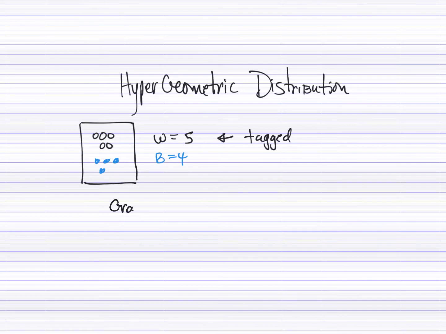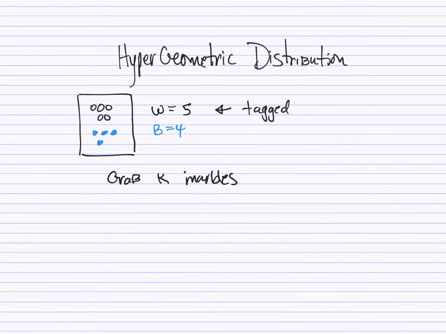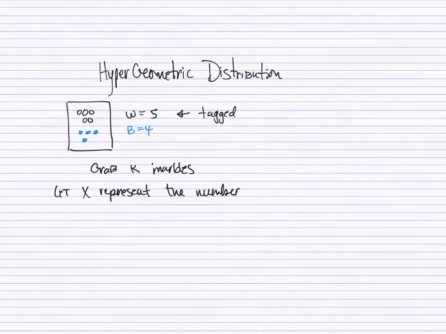The next thing we're going to do is grab K of these marbles or balls, whatever we want to call them. We're going to let X represent, or count, the number of white marbles I grab, or tagged, whatever I've tagged in this set. The number of white (tagged here, so we can extend this beyond marbles) I grab.